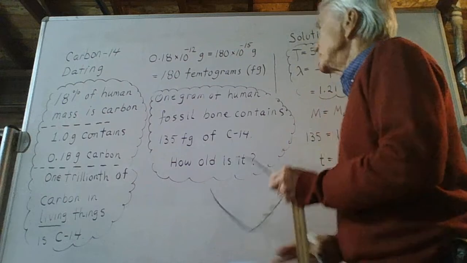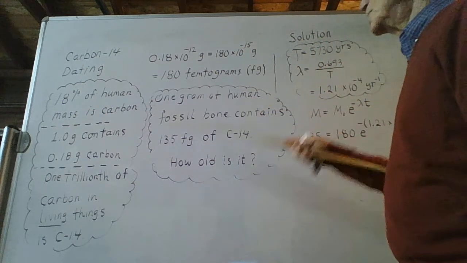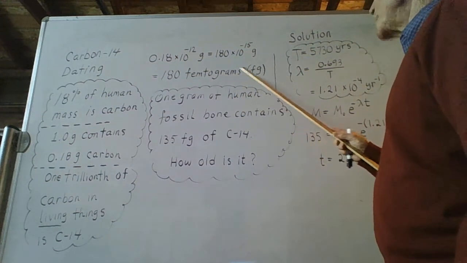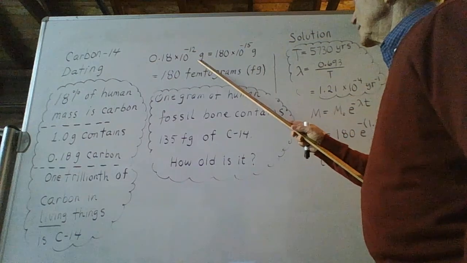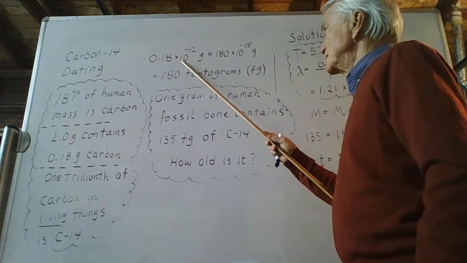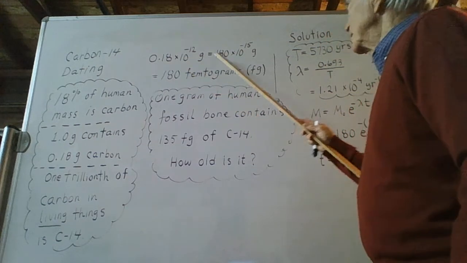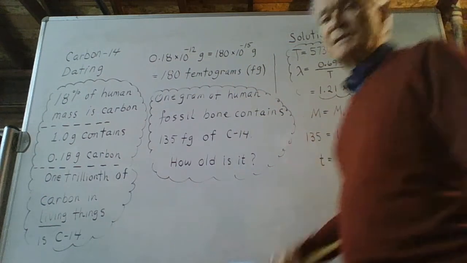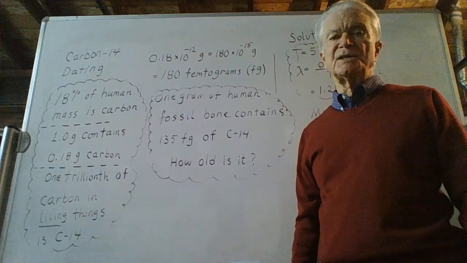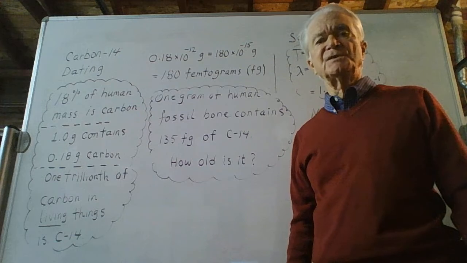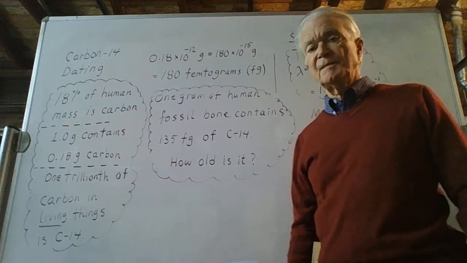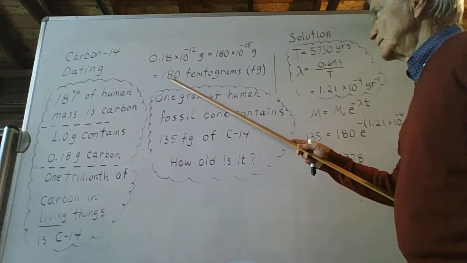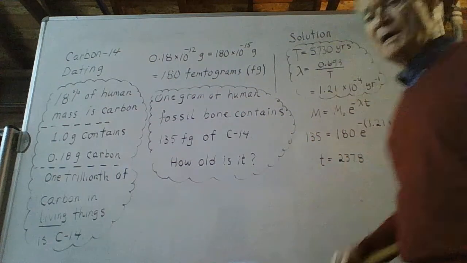And so in a gram of living tissue, this many femtograms of carbon-14 will be found. We've used 10 to the negative 12 as 1/trillionth and converted it into 10 to the negative 15 grams. 10 to the negative 15 prefix as a power of 10 is the word femto. You've probably never seen that before. F-E-M-T-O. And so in 1 gram of living organisms, there would be found 180 femtograms.